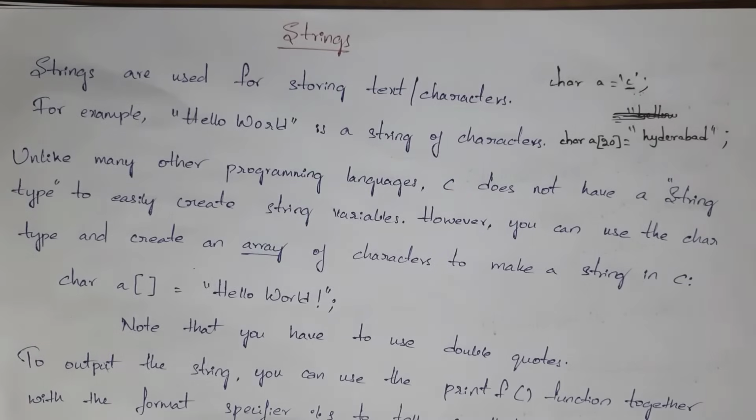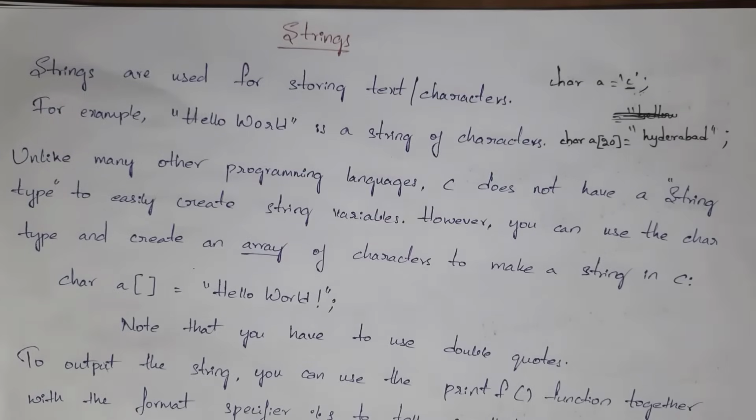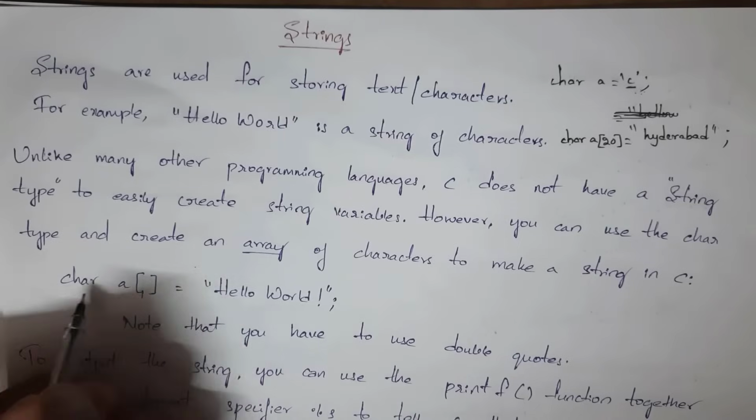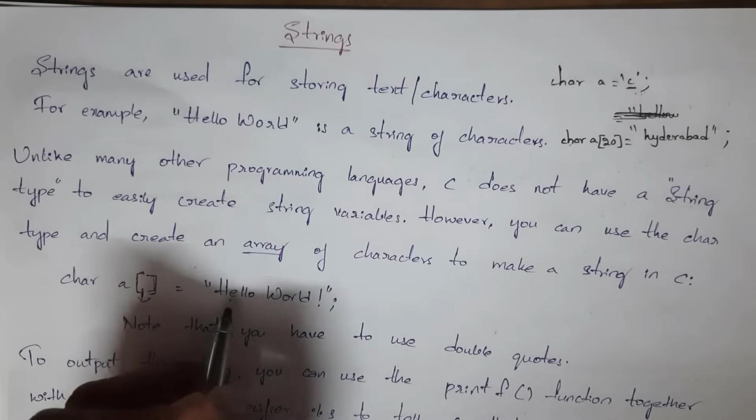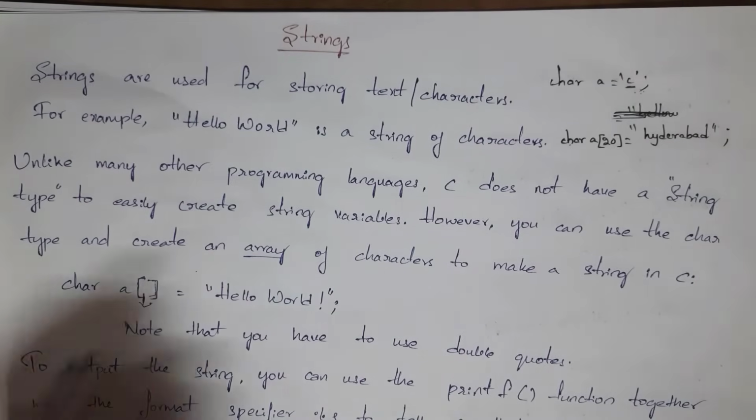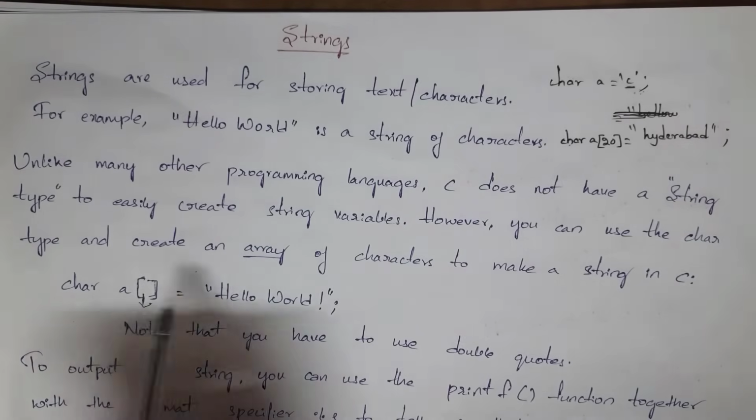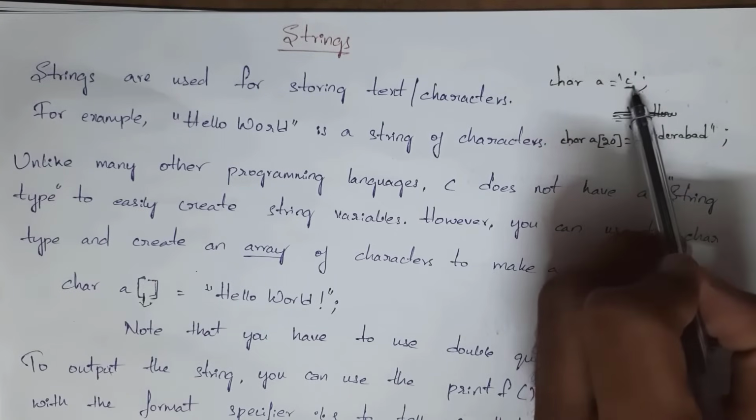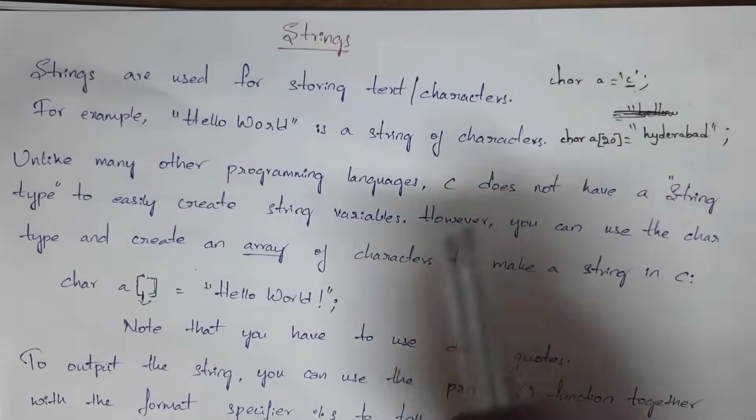So if you want to create any string, then you need to use the character data type along with an array. This is an example: character A, open square bracket and close square bracket. The square brackets represent an array. Character A equal to "hello world". You can write any string inside this, like name, college, etc. And definitely you need to include double quotations for a string. For a single character you need to include single quotations, but for multiple characters you need to include double quotations.